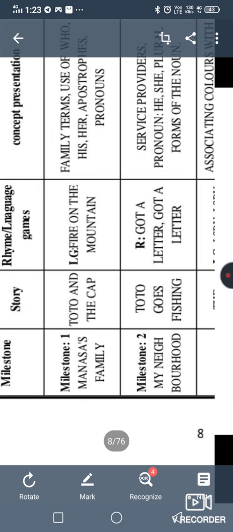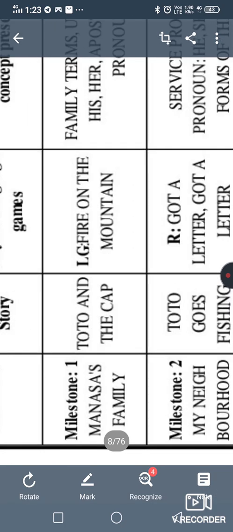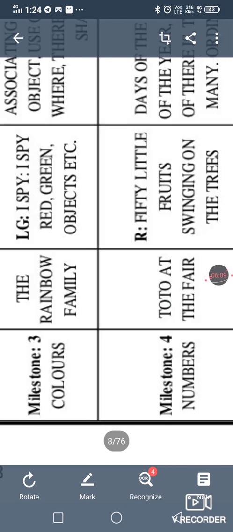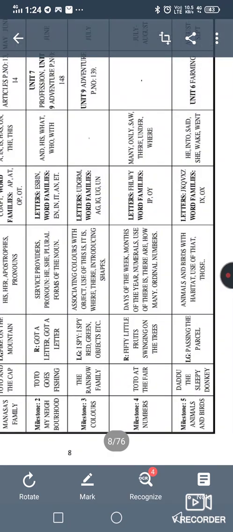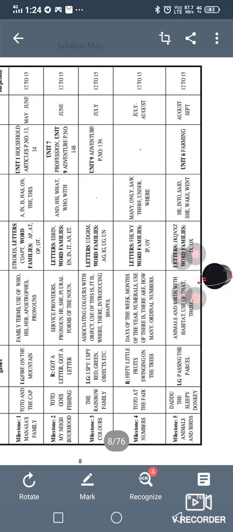And in milestone 2, R is there. R means here we have to use rhyme, that is Got a Letter. This rhyme we have to use while teaching milestone 2. In milestone 3, LG, that is language game, we have to use. And in milestone 4, R is nothing but rhyme, we have to use. So we have to be very careful in which milestone we have to use rhyme, and in which milestone we have to use language game. So this syllabus map we have to study very, very carefully.